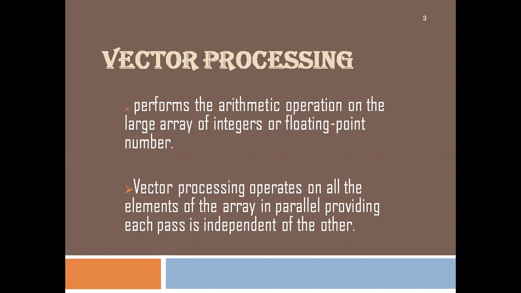It holds a single control unit but has multiple execution units that perform the same operation on different data elements of the vector. It performs arithmetic operations on large arrays of integers or floating point numbers. It operates on all the elements of the array in parallel, provided each pass is independent of the other.